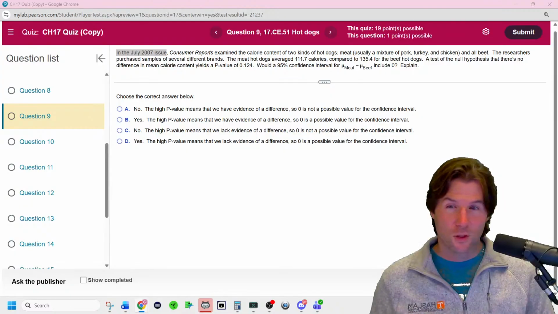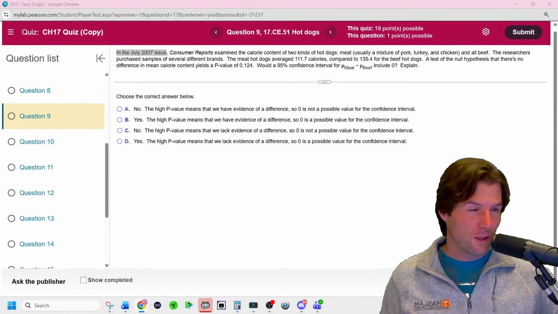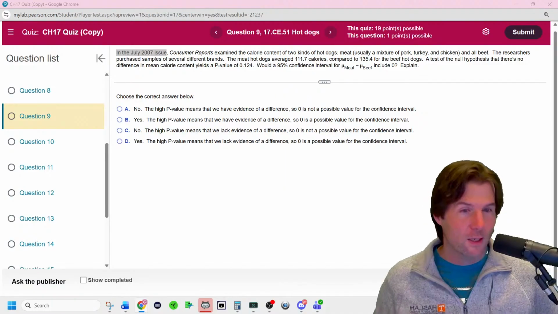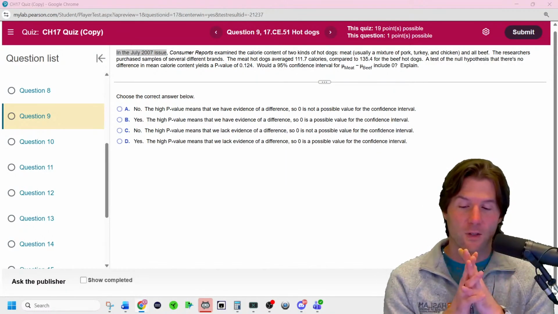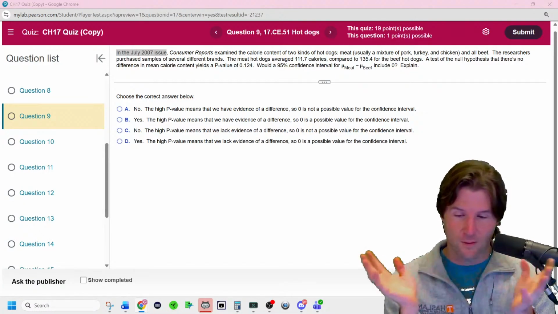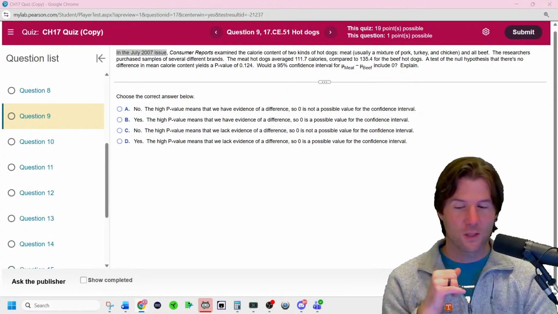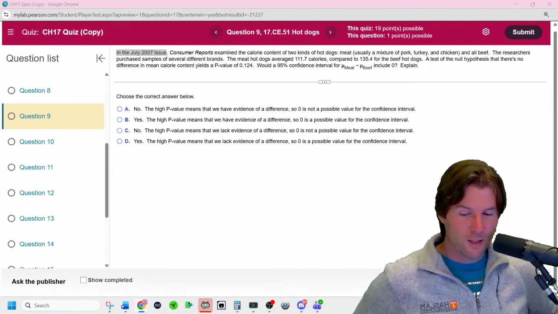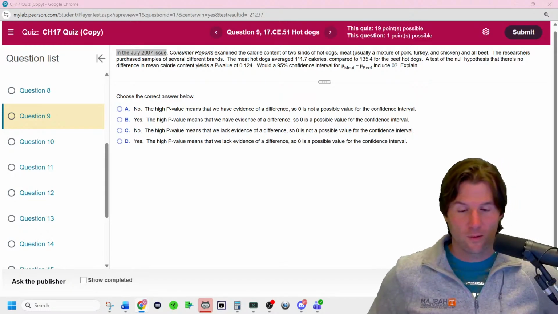Okay. So we are at the 13 mark. In the July 2007 Consumer Reports, we have people looking at different types of hot dogs. We got a mixture of meat or all beef hot dogs. The researchers compared different brands. The meat hot dogs had 117, 111, whatever calories. The other ones had 135.